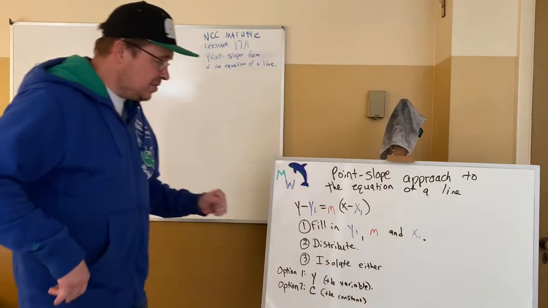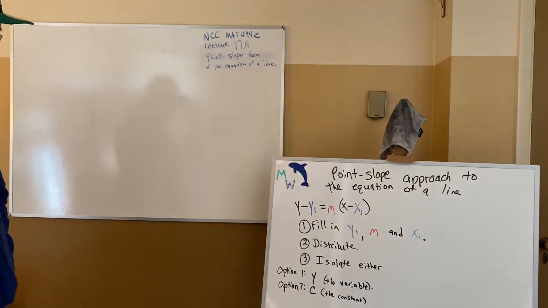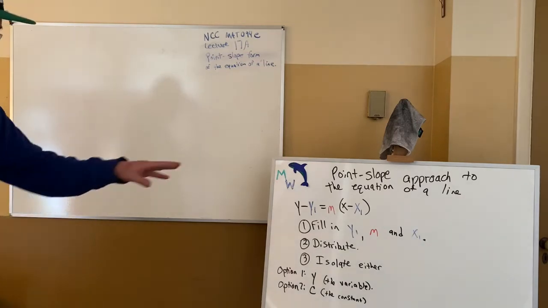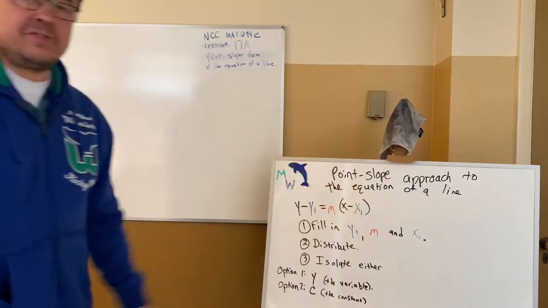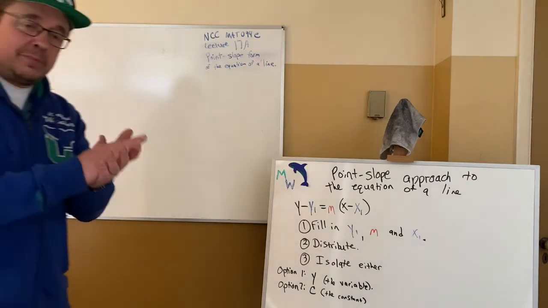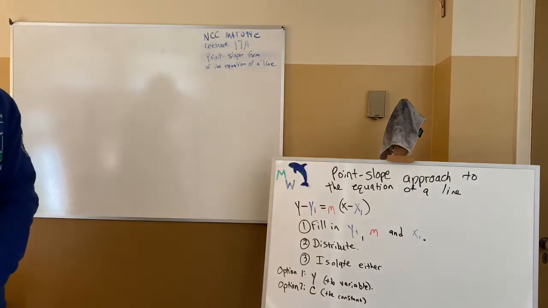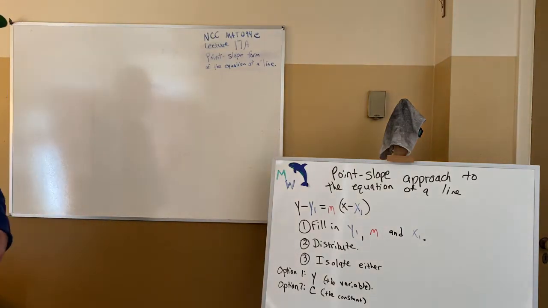So they're going to do the same thing as we do in the first step. Fill in y sub 1, m, and x sub 1. And then you distribute. That's what they have to do because they have parentheses, and the first thing you have to do is get rid of the multiplication. Our multiplication was to multiply m times x sub 1. That was our only need to multiply. Their multiplication happens twice. They have to distribute. Then the parentheses are gone.